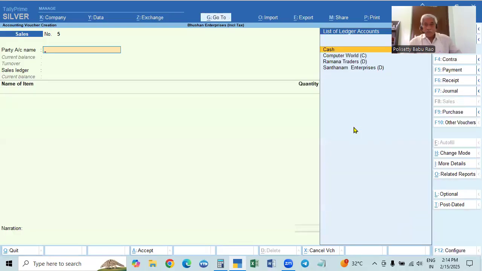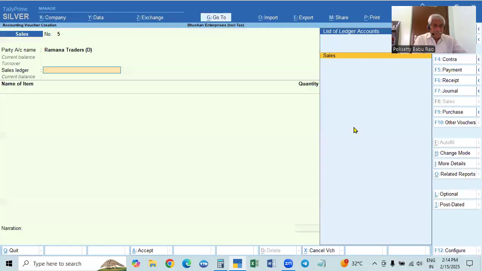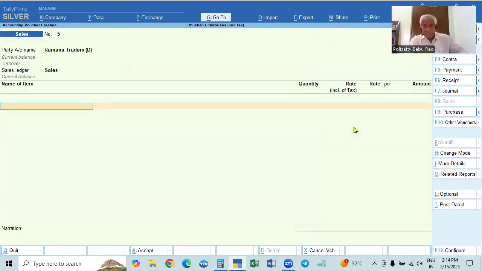If you do this, we are selling to him, and here accept, and these are the details, and here is the sales we are making. See here, quantity is there, total amount is there. If you give the rate inclusive of tax, it will calculate depending on the rate of tax. This amount will be divided by 100 plus tax rate, 100 plus 18, 118, divided by 118 into 100. That will be the taxable value. Automatically it will calculate.